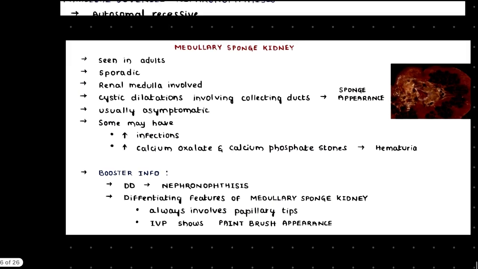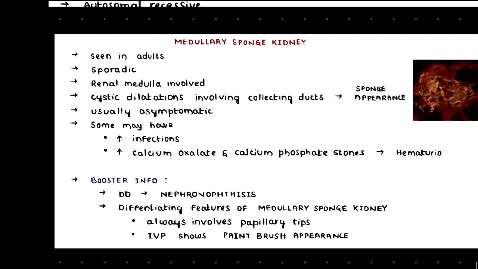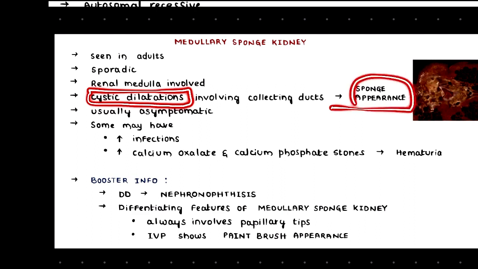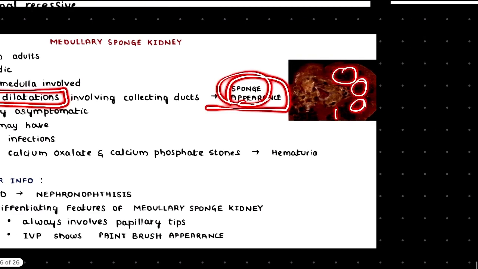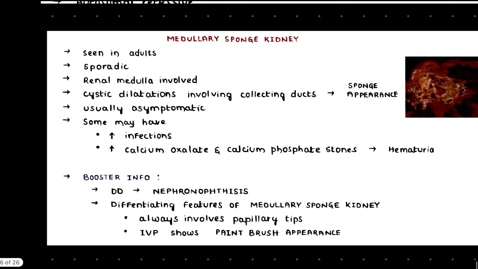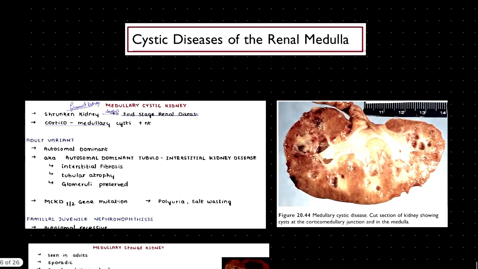The thing we need to keep in mind here is the differentiating point between nephronopathy and medullary sponge kidney, that is papillary tip involvement. We need to know the radiological imaging, that is the paintbrush appearance, and that there will be cystic dilatation that will cause a sponge appearance, and this is how we get the name medullary sponge kidney. This was all about our cystic disease of renal medulla.